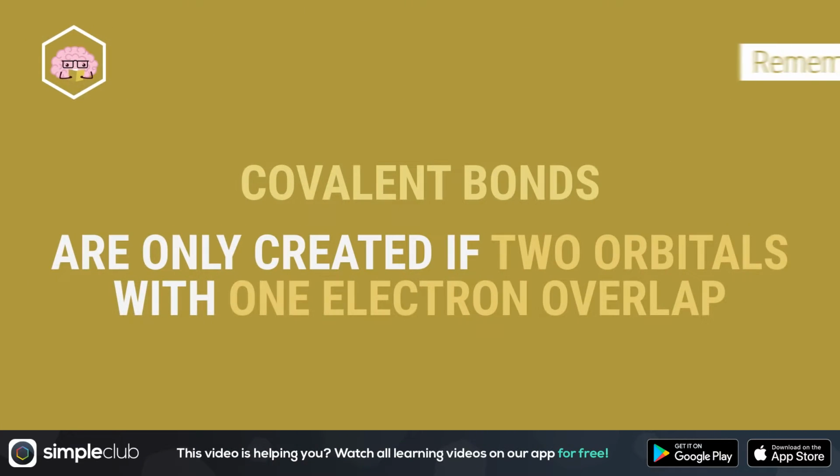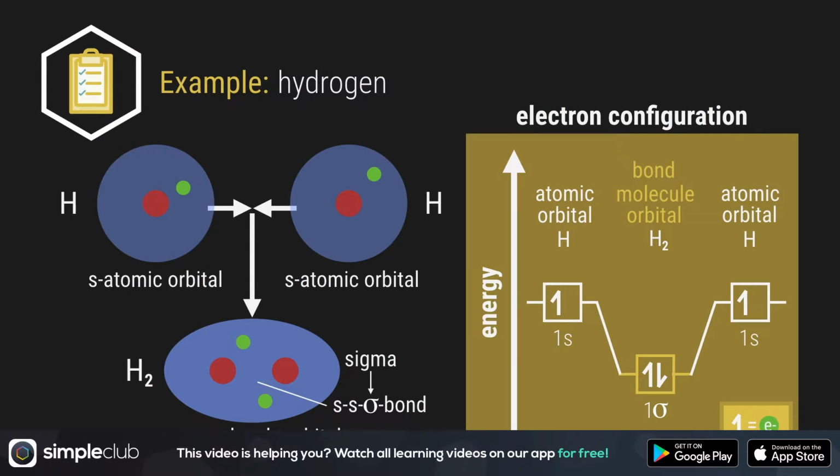Another thing to remember, electrons only create bonds with other atoms if they are alone in their orbital. If there are already two electrons in an orbital, it cannot take another electron from another atom. If you look at the electron configuration of hydrogen, you can see that there is only one electron each within the s orbitals. Together, they create the bond.